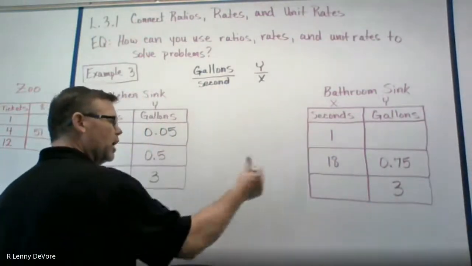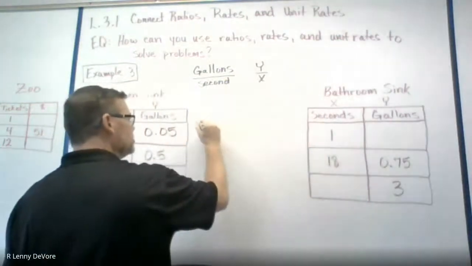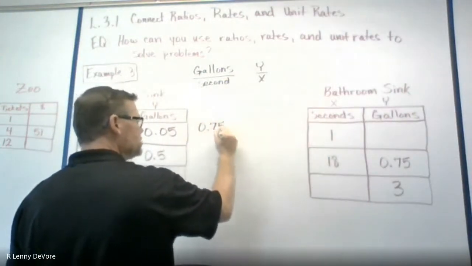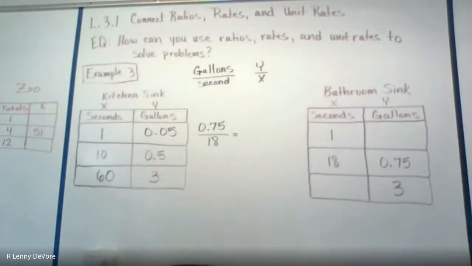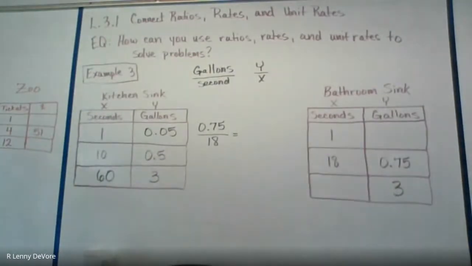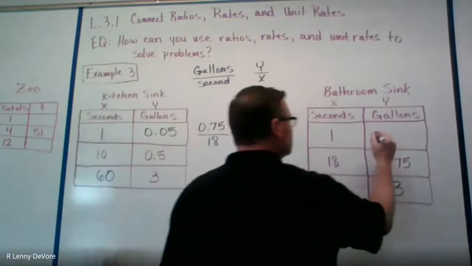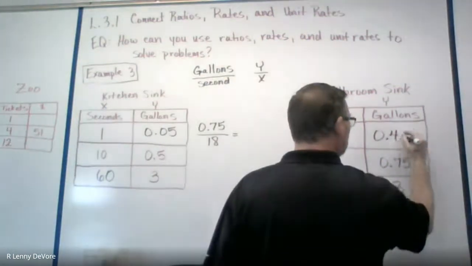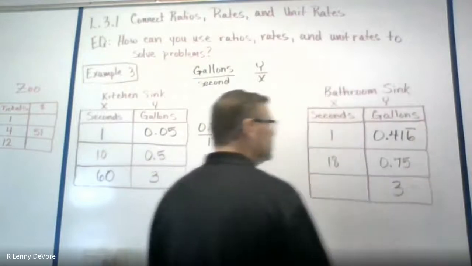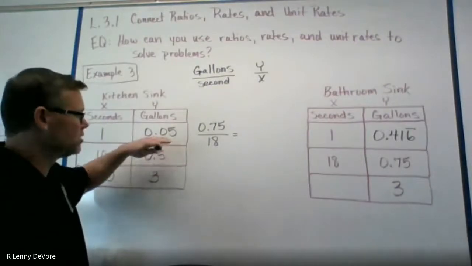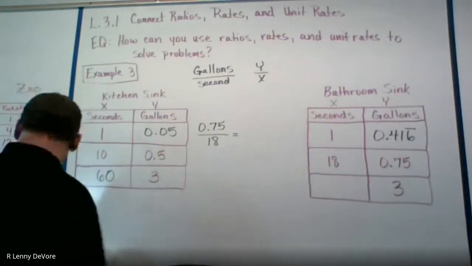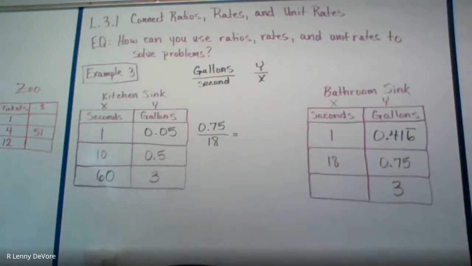I go through, I do y over x, in other words, 0.75 over 18. I'm going to divide that, and now this is interesting because it ends up with a repeating decimal, 0.416 repeating, okay? So in other words, under a half a gallon, right? Okay. So what we're looking at here, did I do that wrong? Nope, that's right.